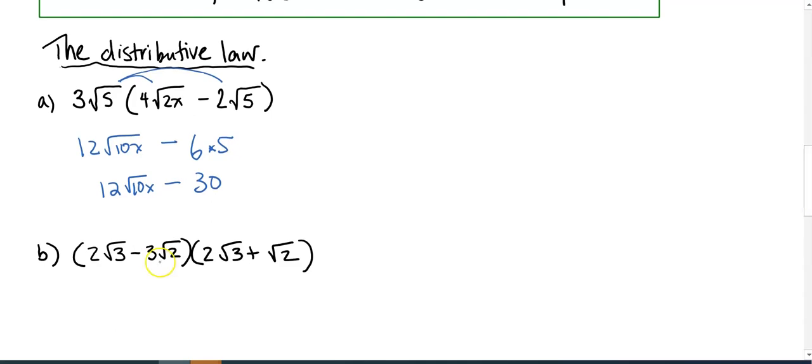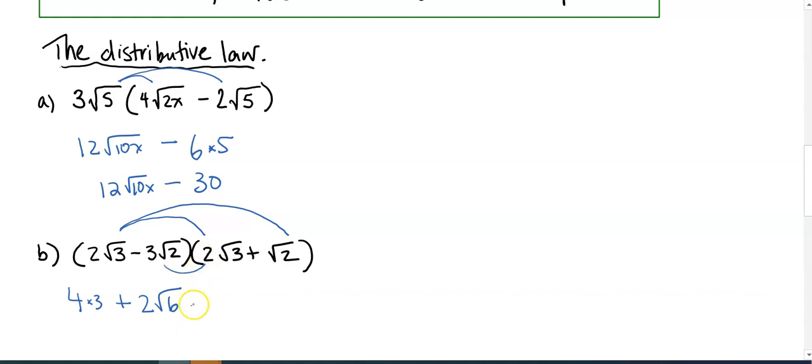When you have a binomial multiplied by a binomial, we need to use our distributive law twice, right? Or FOIL, however you want to understand it. So the first one needs to go to both. So 2 times 2 is 4. Root 3 times root 3 is 3. Then we do the next one. Positive times a positive. So I'm going to get 2 times 1 is 2. Root 3 times root 2 is root 6. Now I'm going to do the next one.